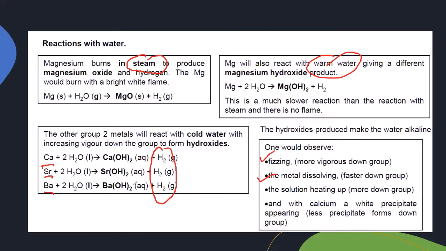The solution, because it's an exothermic reaction. When metal reacts with acid or metal reacts with water, these are examples of exothermic reaction. That's why the temperature goes up as we react. And with calcium, a white precipitate appears, so the solubility is lower, or less precipitate forms, down the group. That is about the solubility trend that we will discuss later in this topic: what happens to the solubility of hydroxides, nitrates and sulfates as we go down the group. But for hydroxides, what happens? They become more soluble, or solubility increases.